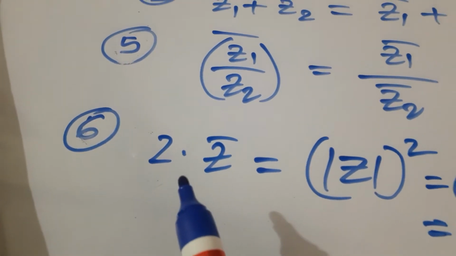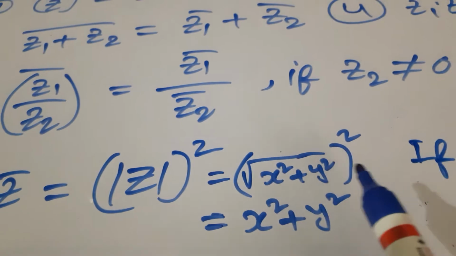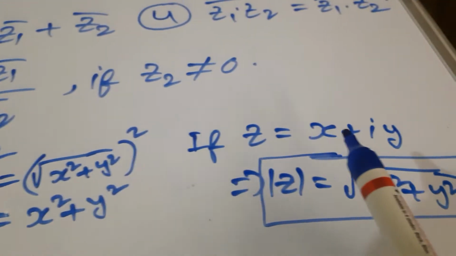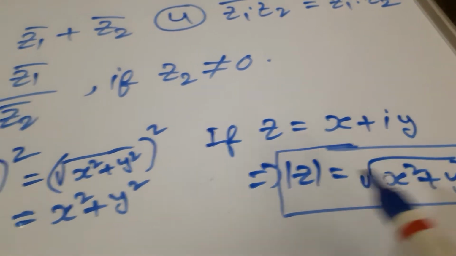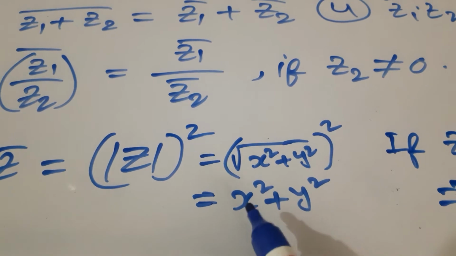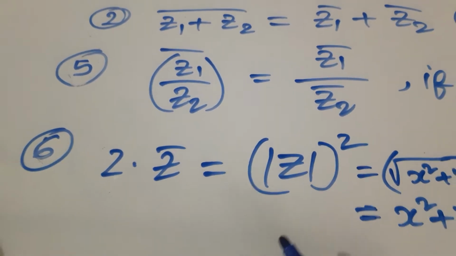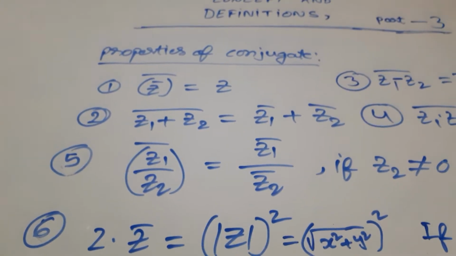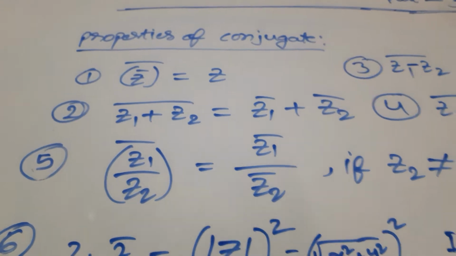Next, sixth property, z into z bar is equal to mod z whole square. Modulus of z means root over x square plus y square. If z is equal to x plus iy, mod z is equal to root over x square plus y square. Substitute here. Root over x square plus y square whole square, square and root cancel, we get x square plus y square. So z into z bar equals mod z whole square. These are the properties of conjugate.